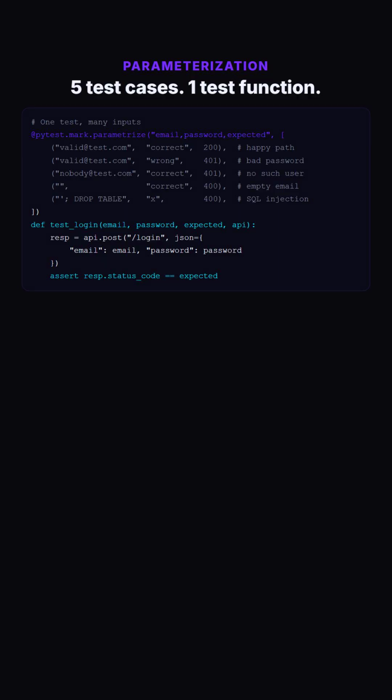Parameterization is how you run the same test with multiple sets of data, without writing the test multiple times. Pytest's parameterized decorator takes a list of inputs and runs your test once for each. Here is the practical example. You are testing input validation on a form. You want to test empty string, null, string too long, string with special characters, valid input, and borderline valid input.